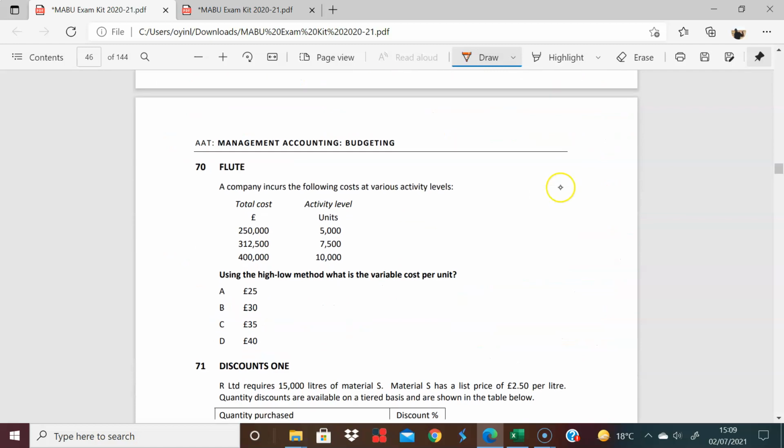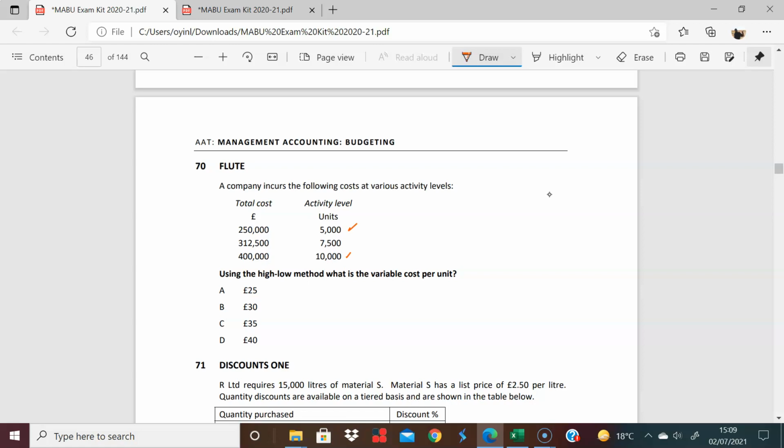69 and 70 are twinned, if you like, in working this out, and it's exactly the same principle. Remember, we picked the highest and the lowest activity levels, and you literally do that again, taking the same process. But I'll let you play with that. Pick the 5,000 and the 10,000, and pick exactly the same thing and go through the same process. Here is 250,000 and here you have 400,000. Go through exactly the same process and you will find that variable cost per unit. Awesome, great stuff. That's 69 and 70.